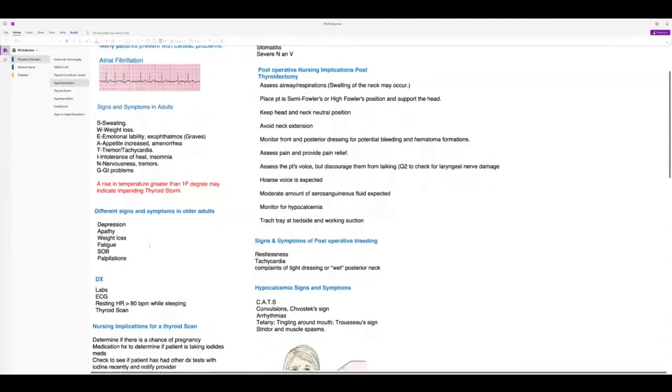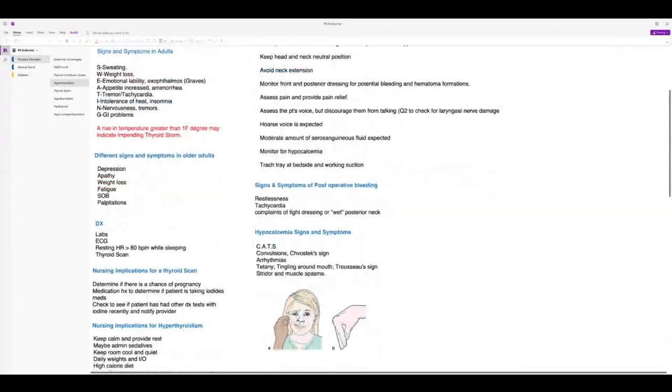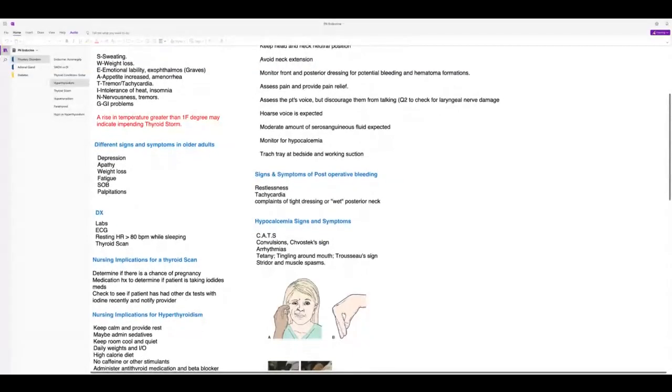So remember CATS: convulsions, Chvostek sign. They could have arrhythmias. They could have tetany and tingling around the mouth, also numbness around the mouth, Trousseau sign, and stridor. So you're going to be looking for that in muscle spasms. I think of calcium as a sedative. So if I don't have enough calcium, I'm going to be really spastic and have tetany and Chvostek signs. So you're going to have to know those signs and symptoms.